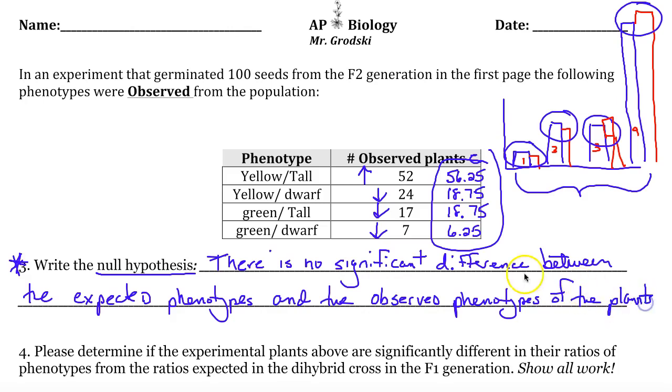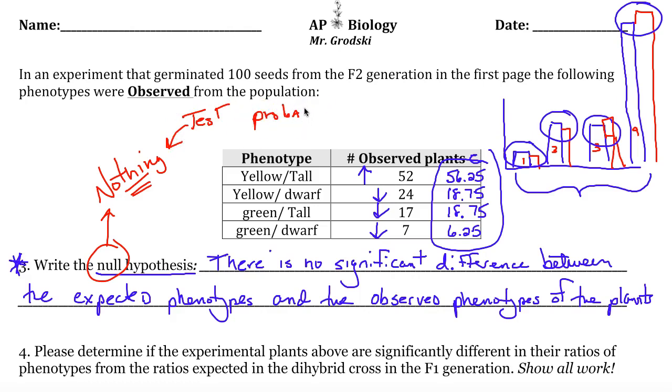I could phrase this either way, but the null hypothesis, party people, null means what? Nothing. Why are we making a nothing statement? So that we can test that statement to get something called a probability that tests that nothing. What is the chance that there is no difference between the observed and the expected? We observe these plants, and here's our expected from our Punnett square. We have to come up with a probability value.